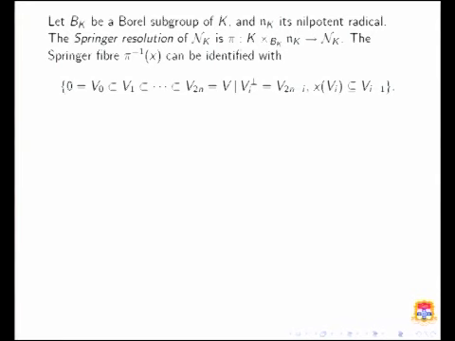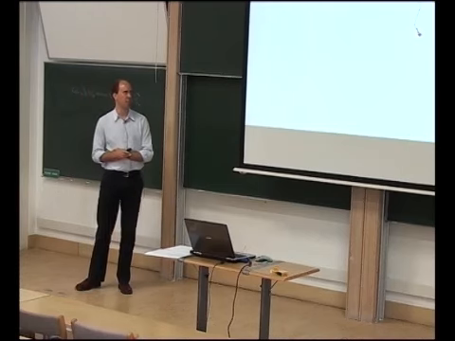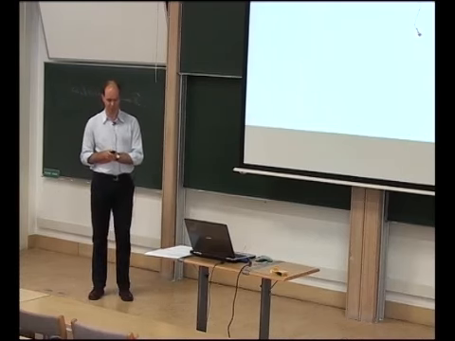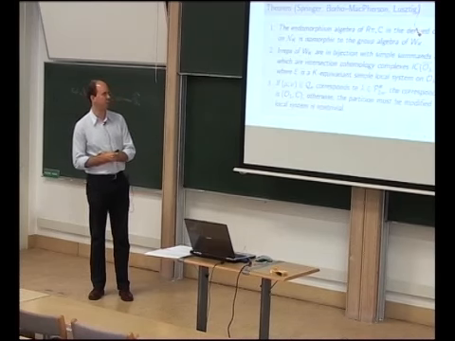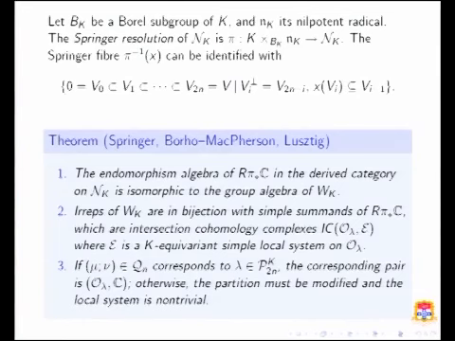If you just have a nilpotent X, then the fiber over that nilpotent is just all the flags in the vector space which are isotropic, in the sense that the perpendicular of the i-dimensional space is the (2n minus i)-dimensional space. And these flags have to be preserved by the nilpotent. So that's all the Springer resolution is in this case. And then there are beautiful facts about the Springer resolution, most of which are true for all types. Various parts of this were proved by Springer, Lusztig, or Borho and MacPherson.